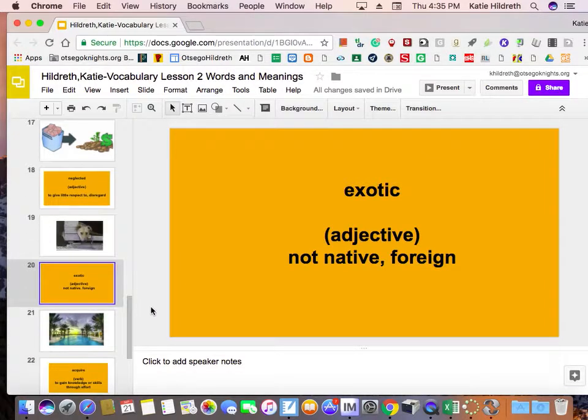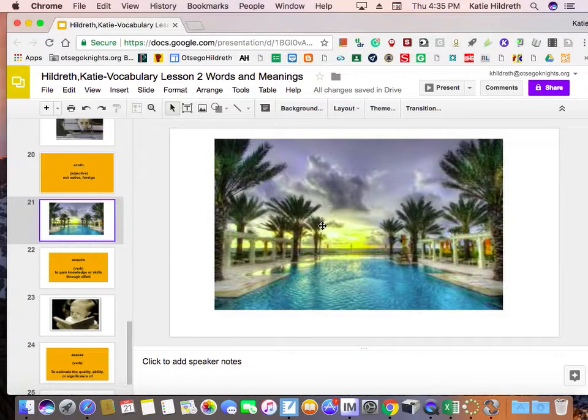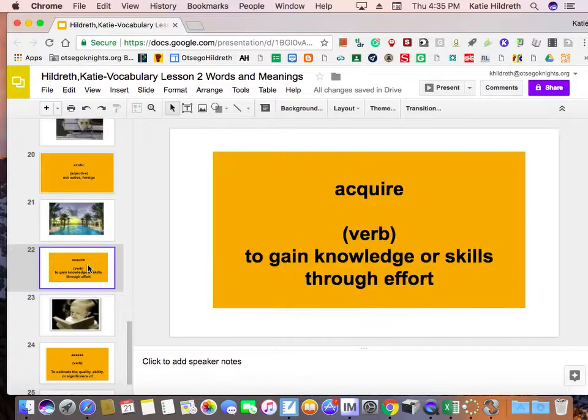Our next word is exotic, and it's an adjective. It means not native, it means foreign. So someone who would come from another country could be exotic, or some product that's imported from another country. Like if your clothing or your shoes or your car comes from another country, it would be exotic. It would not be native to America. It would be foreign. And the picture that I have is of an exotic place. Okay, so it's foreign, it's not in the United States.